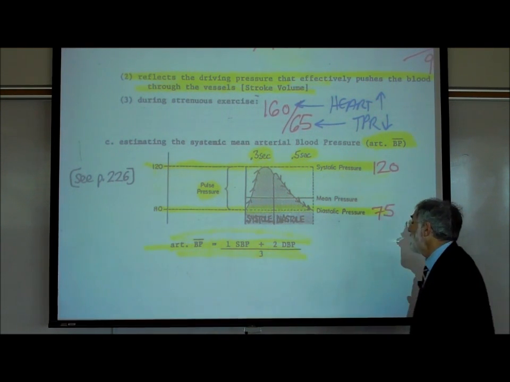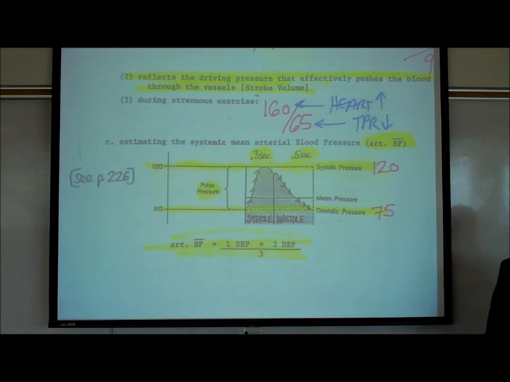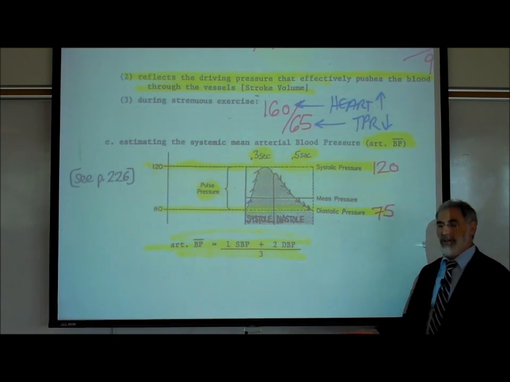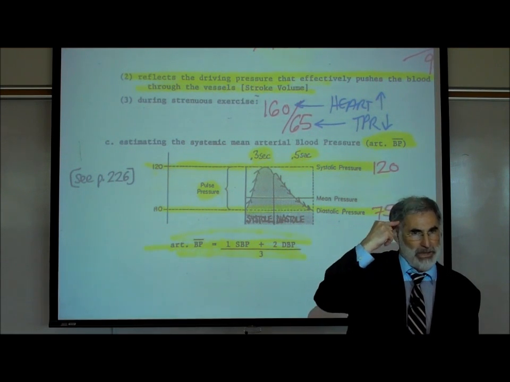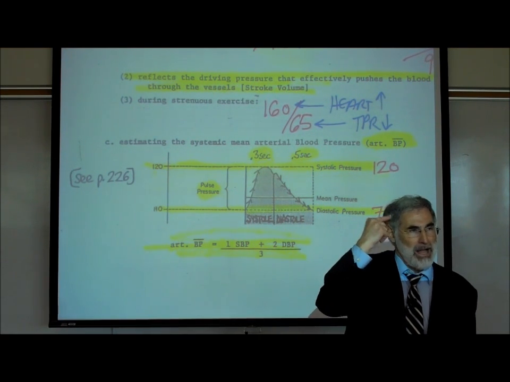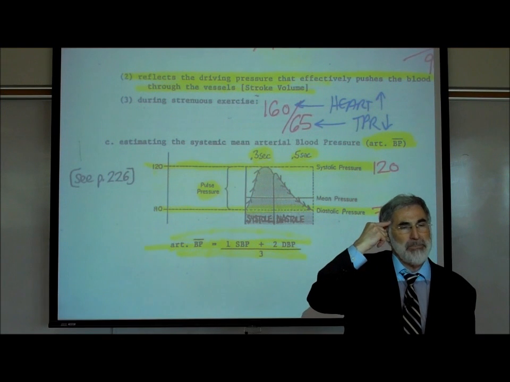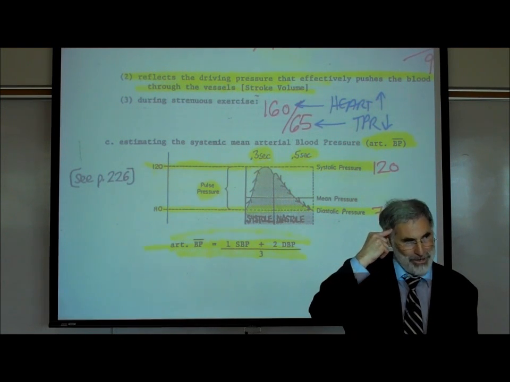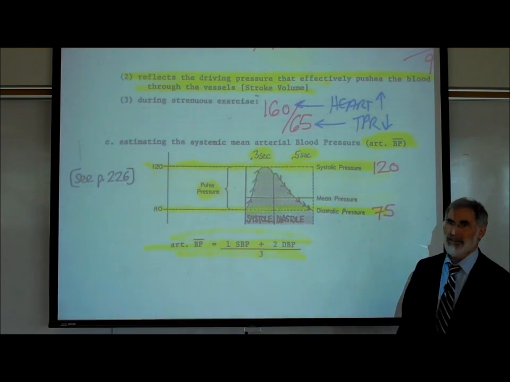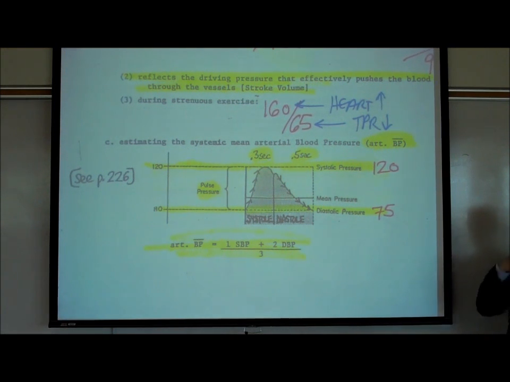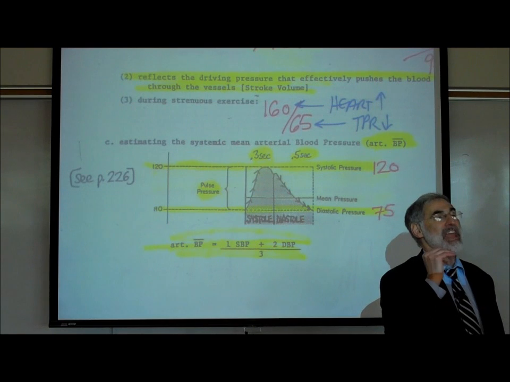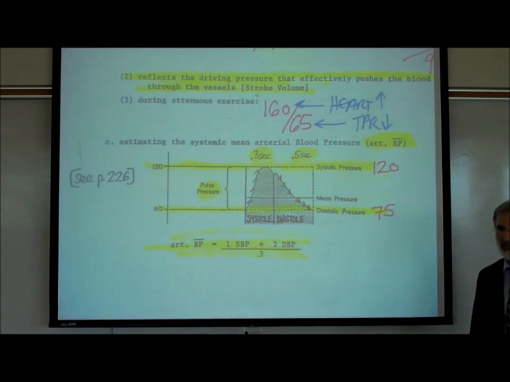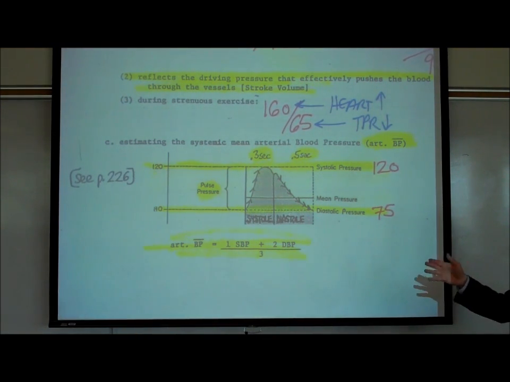Now, our next question is, well, who cares? We're going to be learning very shortly that the cardiovascular reflex center in the medulla oblongata's job is to maintain the average blood pressure in your arteries. It's not trying to regulate your systolic high or your diastolic low. It's trying to maintain the average at about 90. So that's why we want to be able to estimate the average.